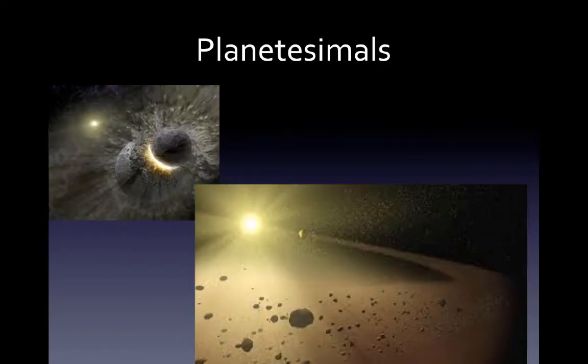Alright, so we're going to talk about these things called planetesimals. In a nebula, as it flattens out, we have all of this junk, ice, rock, whatever else, rotating around the central point, the star.